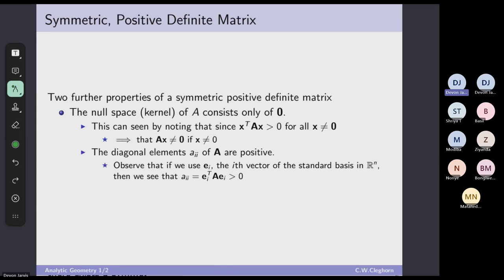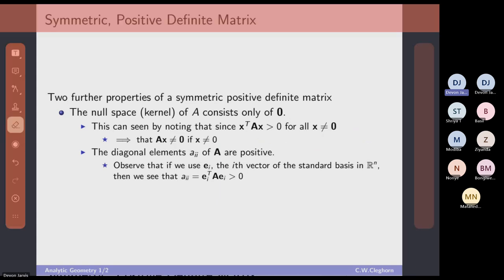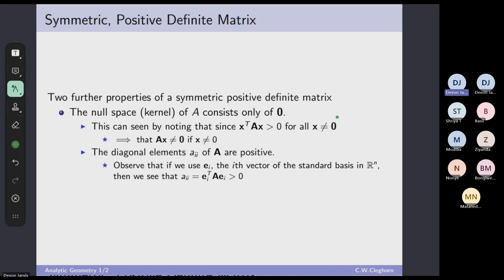All right. So two further properties of a symmetric positive definite matrix. The null space or kernel of A consists only of zero. This can be seen by noting that X transpose A X is greater than zero for all X not equal to zero. And so as a consequence, we know that A times X is also not equal to zero if X is not equal to zero, right? If that were true, you would just get a zero vector here, and then it would be X transposed times zero, which would also give you zero. So what this means is that A does not have a broad null space, right? It's only the trivial solution.